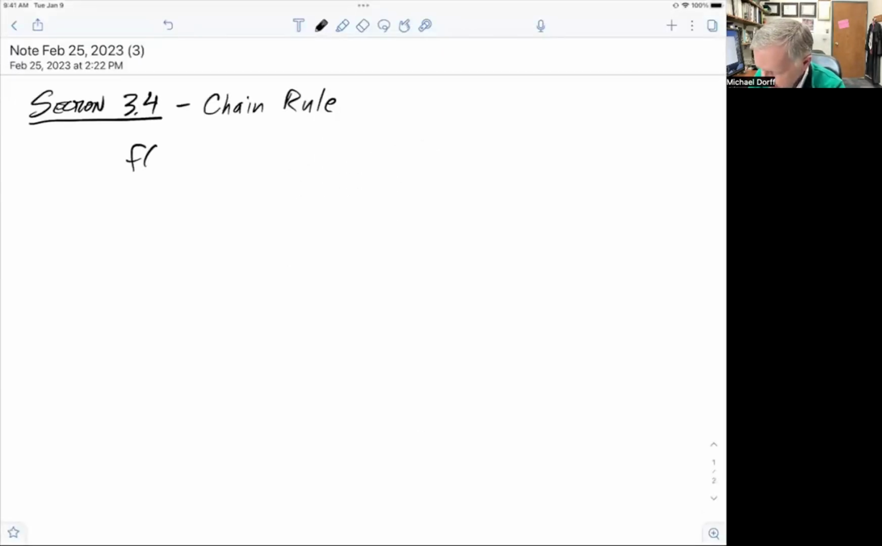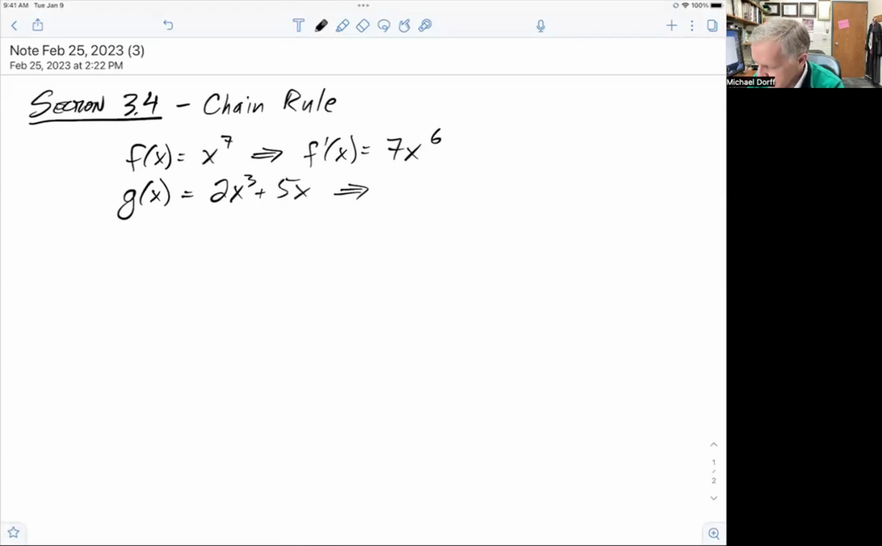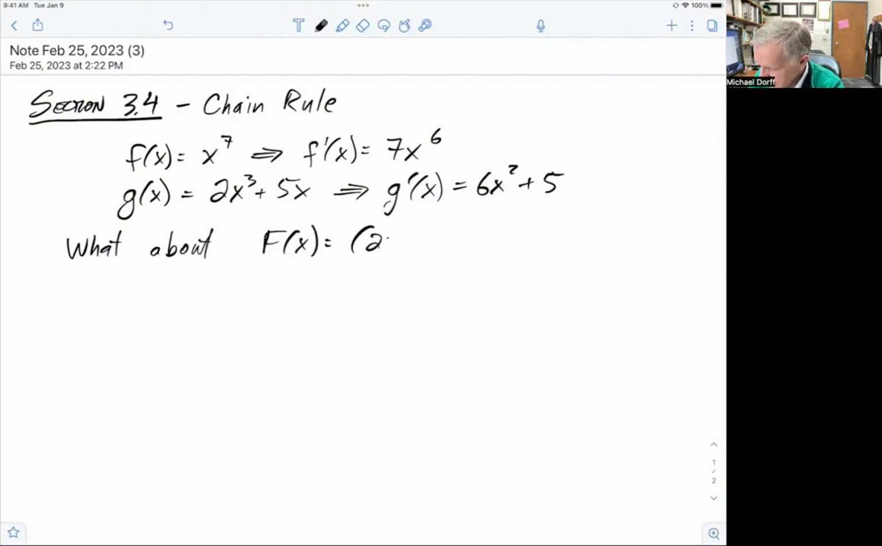If I have a function f of x equals x to the seventh, I know by the power rule that its derivative is 7x to the sixth. Likewise, if I had the function g of x and it was 2x cubed plus 5x, its derivative by the power rule would be 6x squared plus 5. All right. What about the function capital F of x equals 2x cubed plus 5x to the seventh?